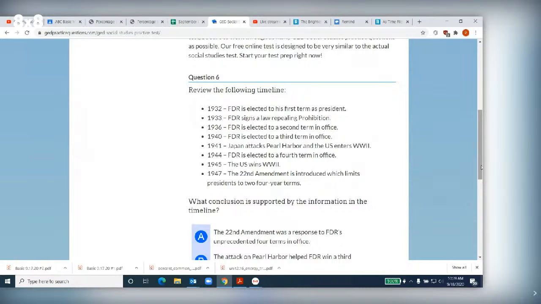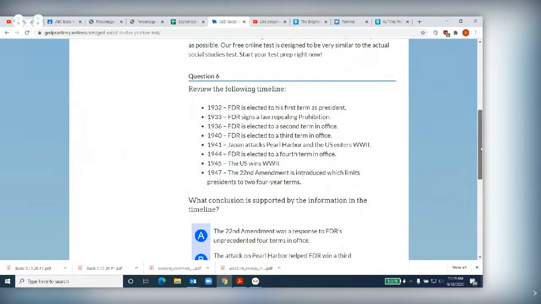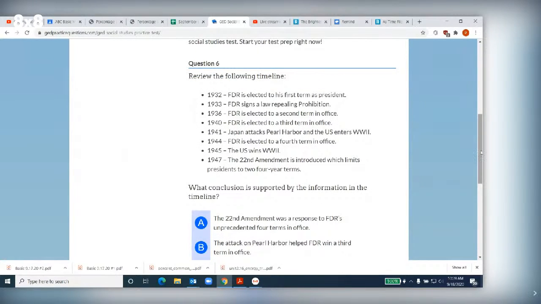1944, FDR is elected to a fourth term in office. 1945, the U.S. wins the Second World War. 1947, the 22nd Amendment is introduced, which limits presidents to 2 4-year terms. Which conclusion is supported by the information in this timeline? Okay. The 22nd Amendment was in response to FDR's unprecedented 4 terms in office. Well, it does say he served 4 terms in office, and the 22nd Amendment limits presidents to 2 4-year terms. So maybe A sounds like a pretty good answer.